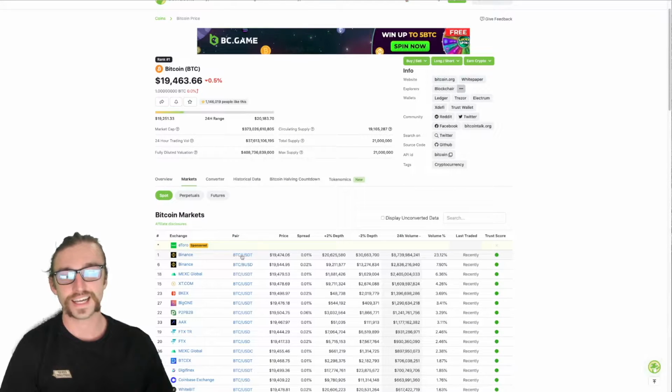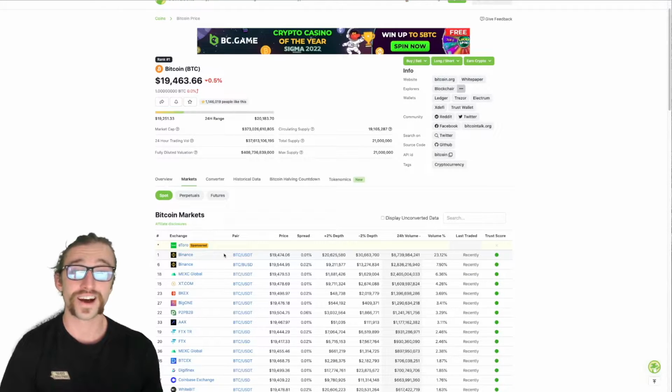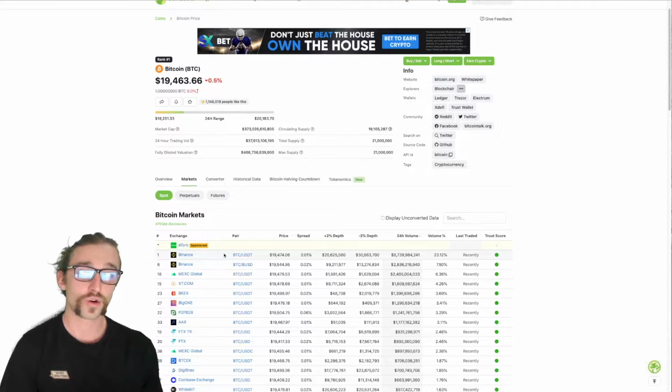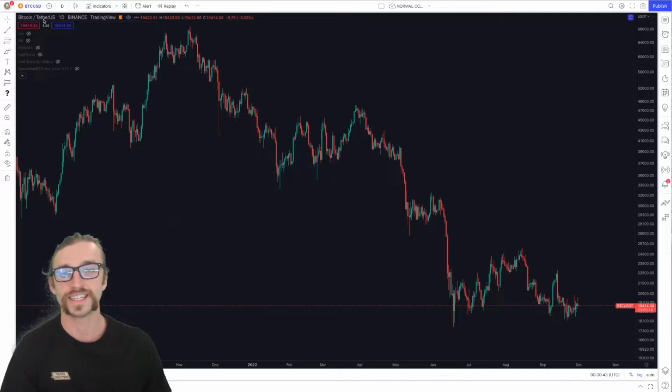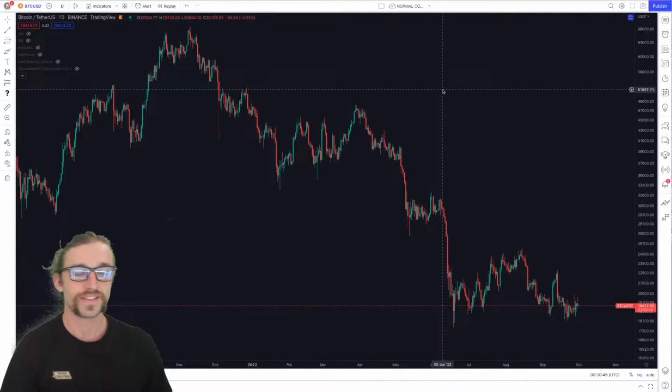So BTC against the US dollar on Binance, one would argue, and one would probably win that argument, is the true price of Bitcoin. This is something that people don't talk about very often, but the true price of Bitcoin that gets followed by all the other pricing on the other exchanges, I would confidently say is the BTC against USDT pair on Binance. So that is what we're looking at right now: Bitcoin against Tether US.